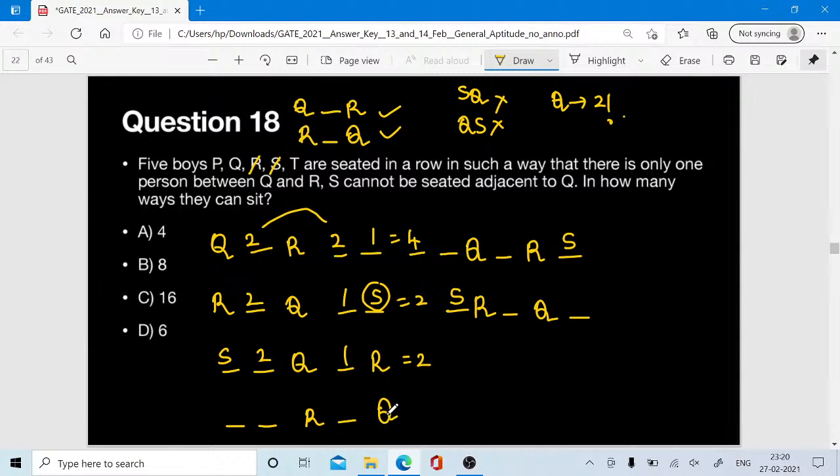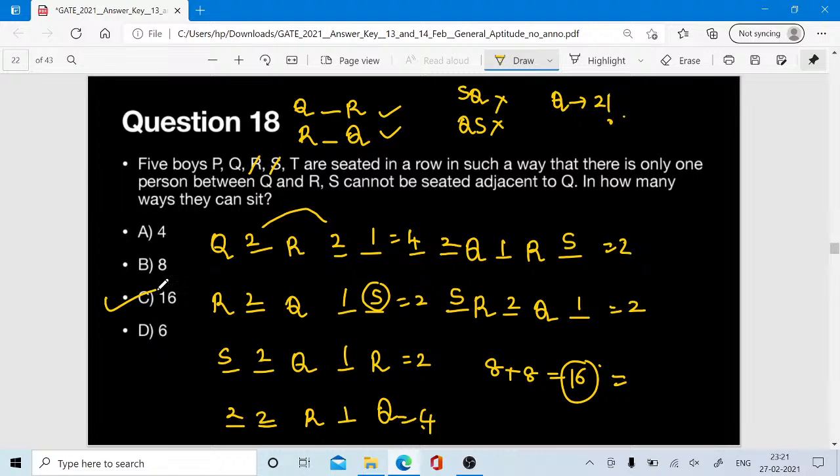And finally dash dash R dash Q. So S can't come here, but S can come in any of these places. So this 2 1 again is 2 combinations, and here 2 and 1, so again 2 combinations. Here S can come in any of the places, so this is going to be 2 2 1, 4 combinations. So totally how many combinations are possible? 2 fours are 8, 8 plus 8, 16 combinations are possible.